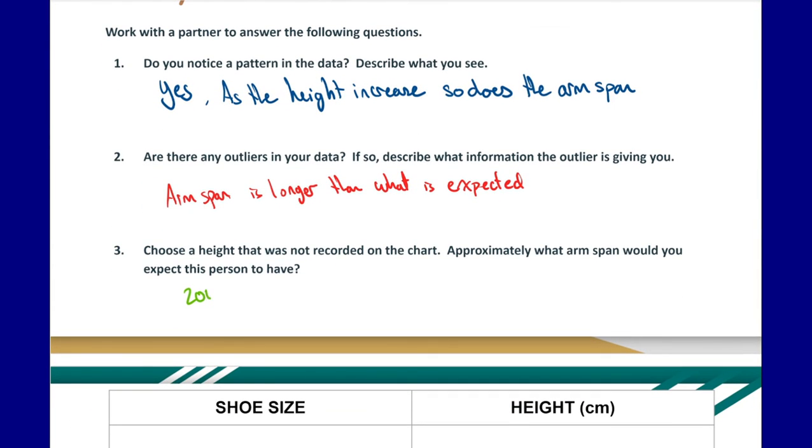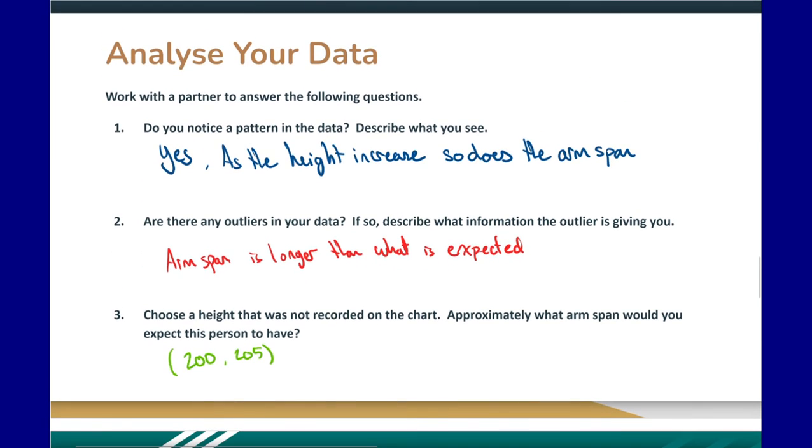So we had 200 and 205 as our point. So again, a height of 200 centimeters would have an arm span of 205 centimeters. And again, this is all predictions. So it doesn't necessarily mean it's right or wrong. It's just a prediction that we're making based off of the data we've collected.